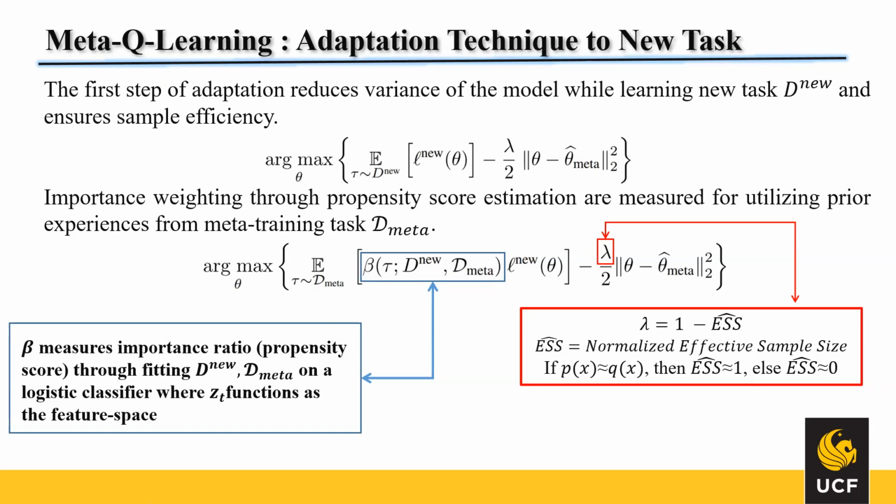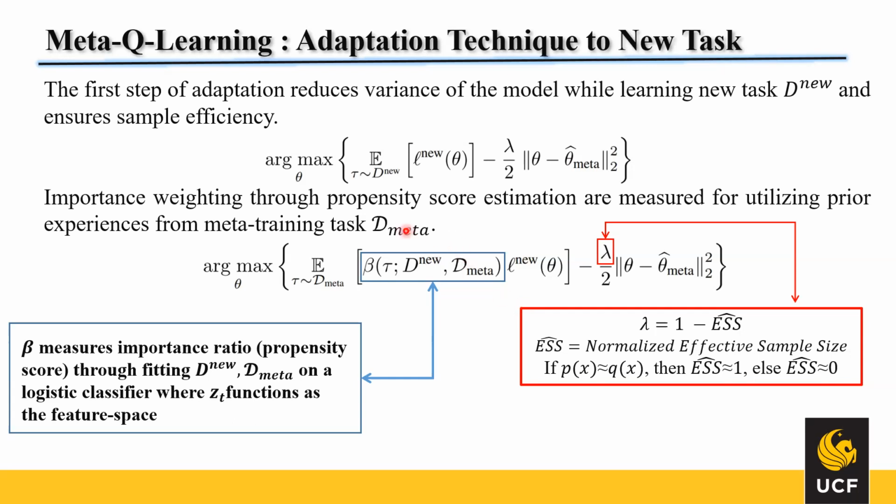This part is also divided into two parts. In the first part, while we are learning the new task, we ensure that the new parameter representation theta does not diverge largely from theta_meta. So the difference between theta and theta_meta should not be large. This reduces the variance of the model while learning the new task, and it ensures sample efficiency. The quadratic penalty term in the first equation ensures that theta does not differ much from the meta policy representation that we already learned.